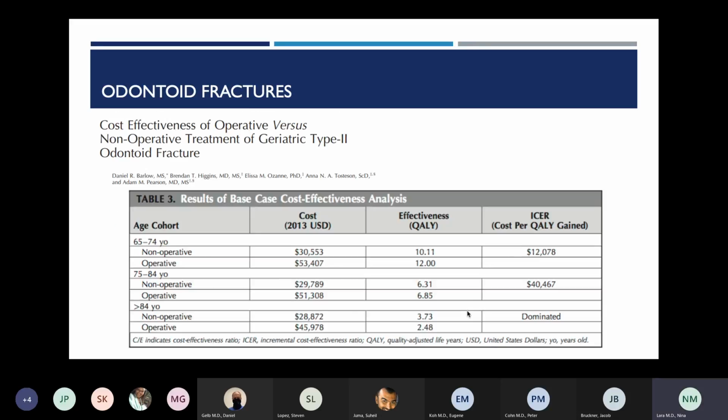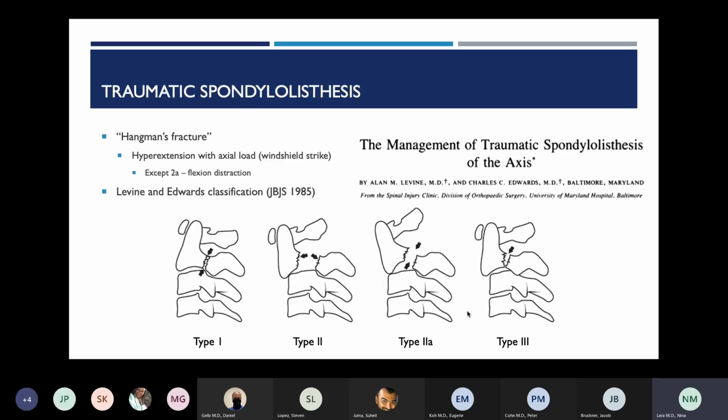There are studies that look at the cost effectiveness of operative versus non-operative treatment of type 2 fractures in elderly patients. The annual cost of treating all these types of geriatric dens fractures in 2010, that's a while ago, was $1.5 billion. They found that operative treatment is cost effective in patients younger than 84 years old when using 100,000 as a quality benchmark. So bottom line, surgery is more costly and less effective than non-operative treatment for patients over the age of 84. Okay, so last topic, I think we have like 1 minute: hangman's fracture.